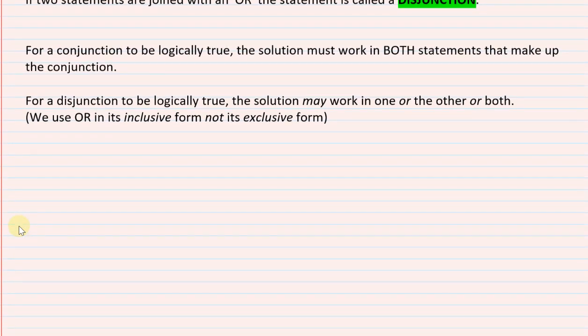Now, let's take a look at an example. We're going to begin with exercise number 34 in your textbook. In this exercise, we have a disjunction because the connective is or. We don't have to really solve for x in this case. The expression is already solved. So all we have to do is graph this inequality and write the solution in graphical notation and interval notation.